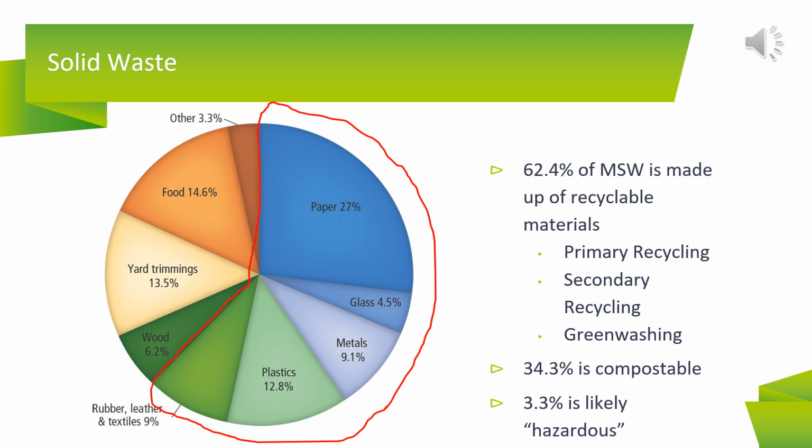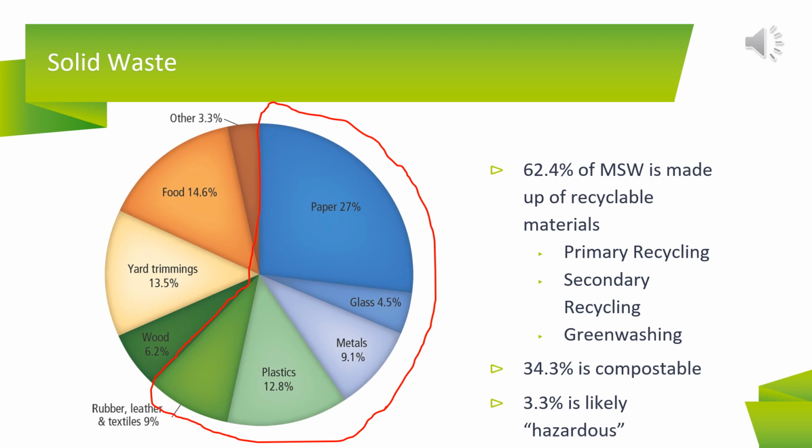This is the same graph that you saw just a second ago, but we're going to break it down a little bit more. So 62.4% of municipal solid waste is made up of materials that are potentially recyclable. Okay? And when we talk about recycling, we're talking about primary or secondary recycling. Primary recycling is when you take something and you recycle it into the same thing. So you take an aluminum soda can and you recycle it into another aluminum soda can. It is pretty efficient. This is also called closed loop recycling. Not a whole lot of waste left over when you do that.